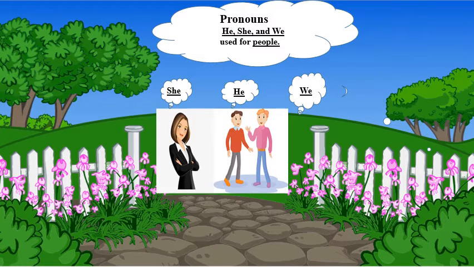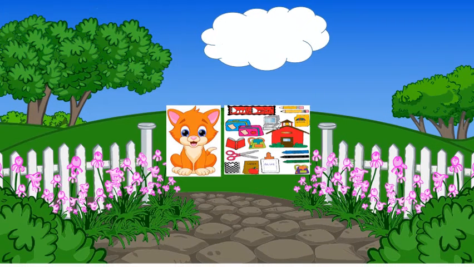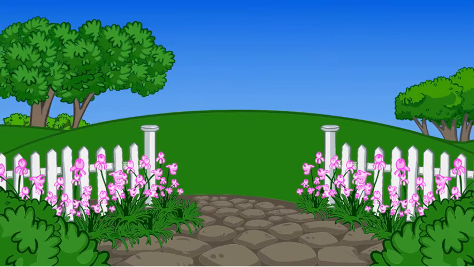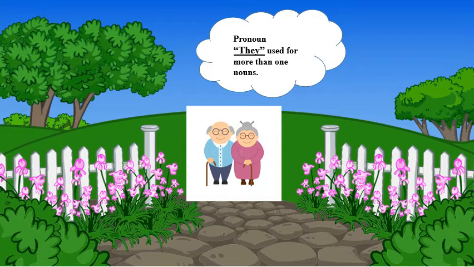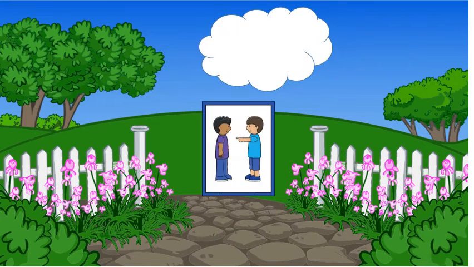She is used for females. He is used for male. And we is used for more than 2 people. Pronoun it is used for animal and things. Pronoun they is used for more than one nouns. Pronoun you is used for second person.